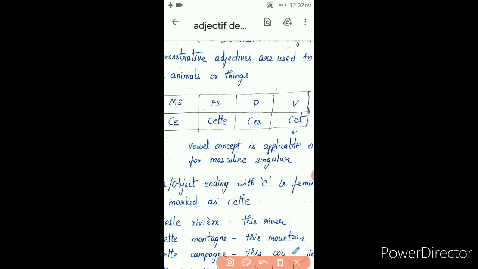And all these 4 forms, ce, cette, ces, cet, in English, wherever we use this and these. Ce is singular, so this. The meaning of ce is this. Feminine singular also this. Cet is also this. Plural it is these. Hope it is clear for you all.